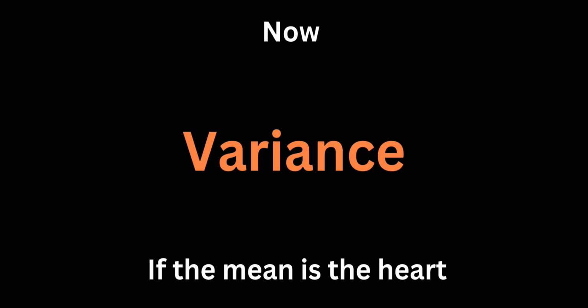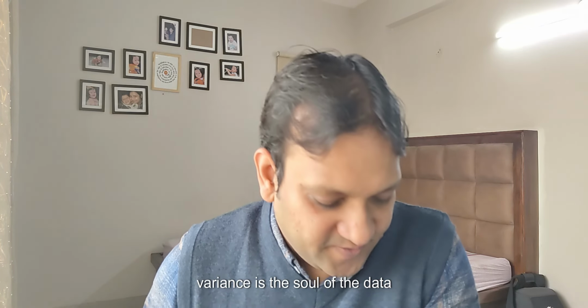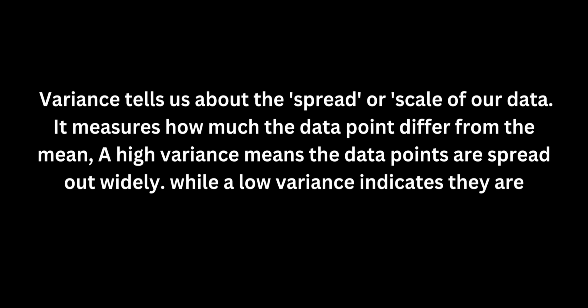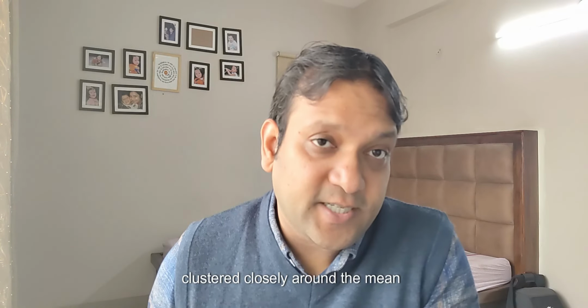Now, variance. If the mean is the heart, variance is the soul of the data. Variance tells us about the spread or scale of our data. It measures how much data points differ from the mean. A high variance means the data points are spread out widely, while a low variance indicates they are clustered closely around the mean.